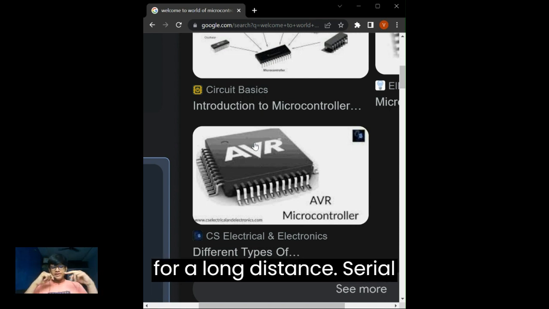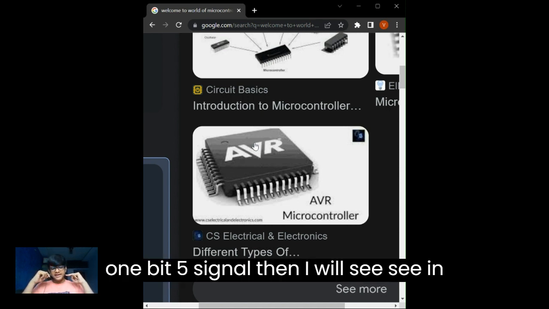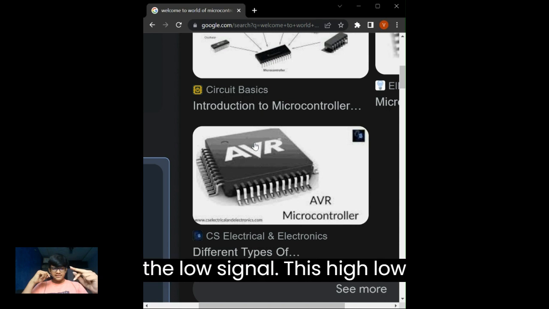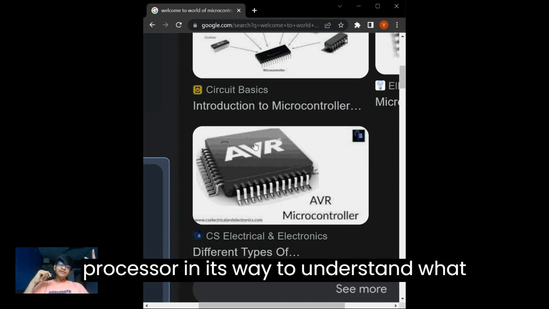So it has a serial port which will do serial communication for a long distance. Serial communication is bit by bit communication, that I will first send one bit high signal, then I will send the low signal. This high low combination will be interpreted by the processor in its way to understand what it actually means.